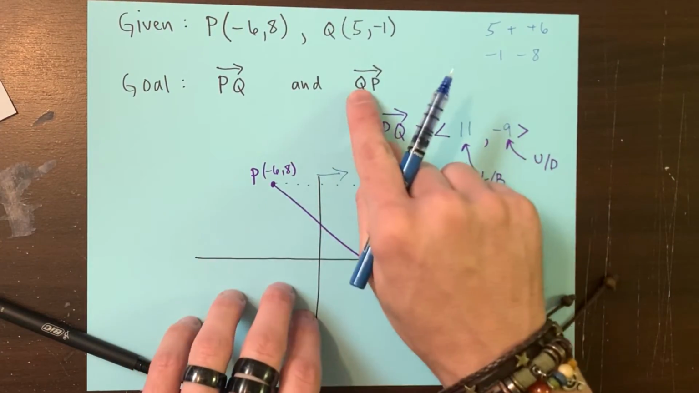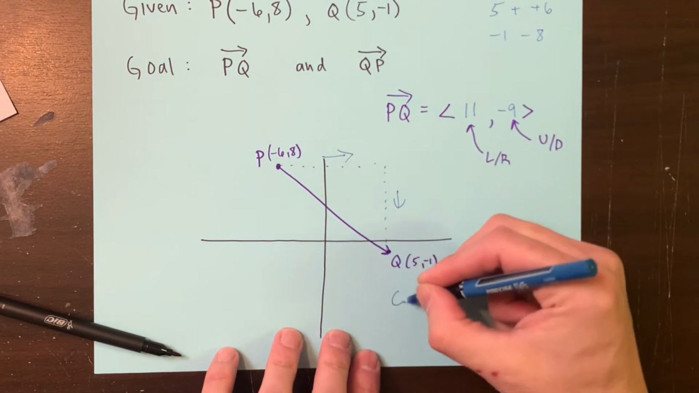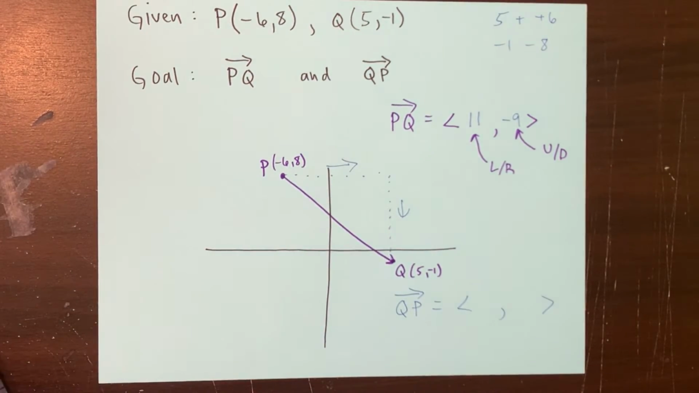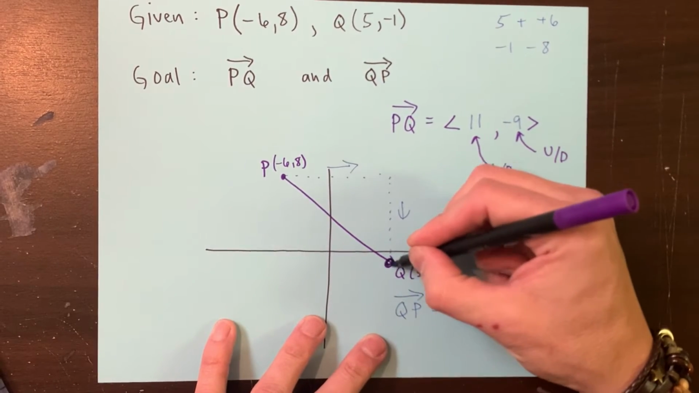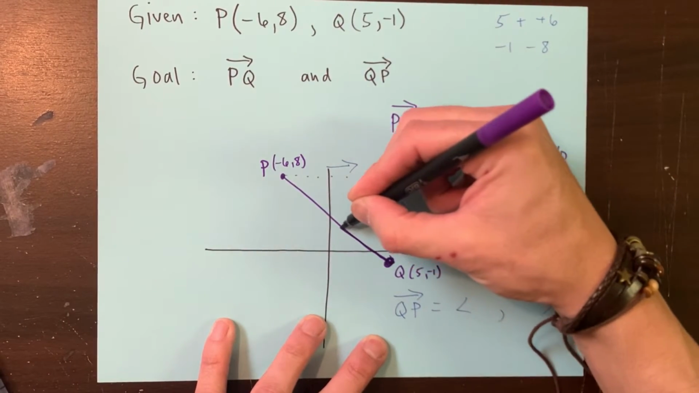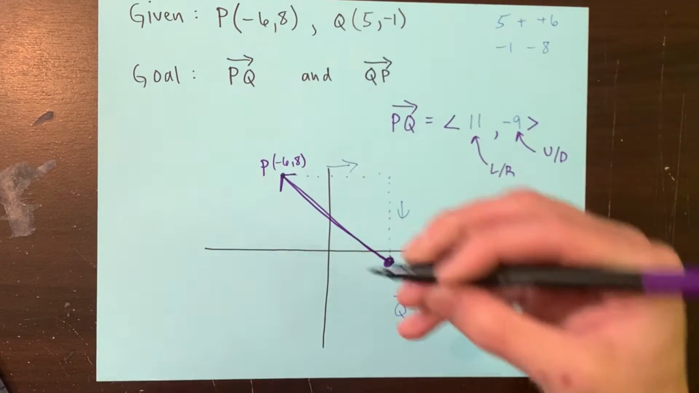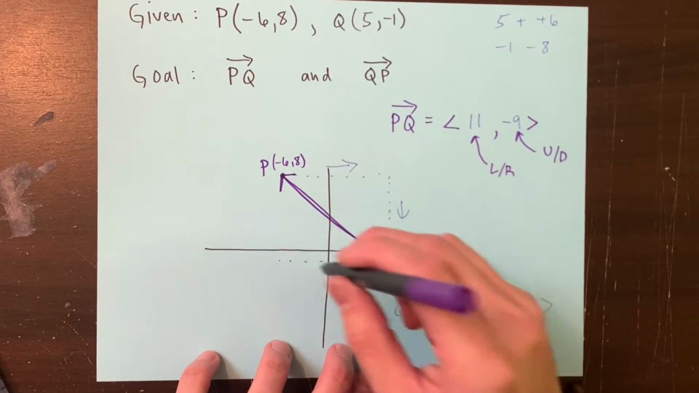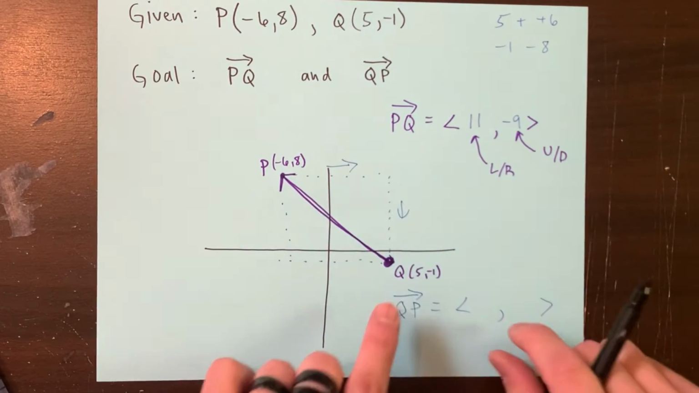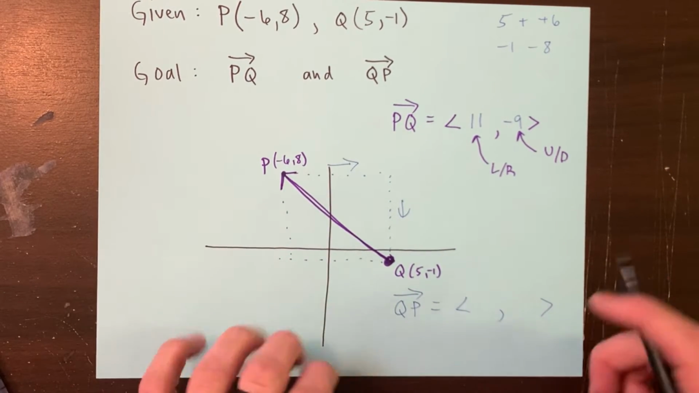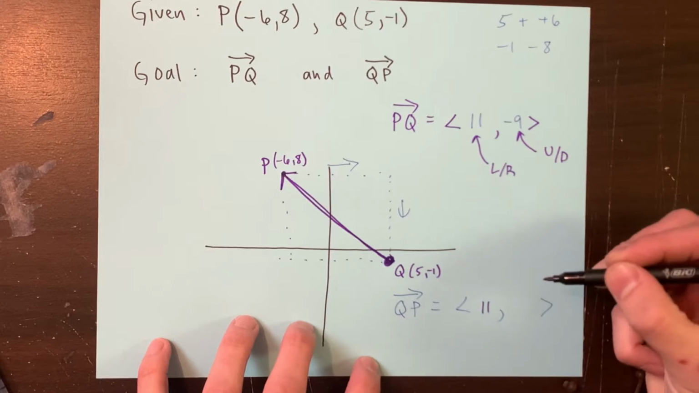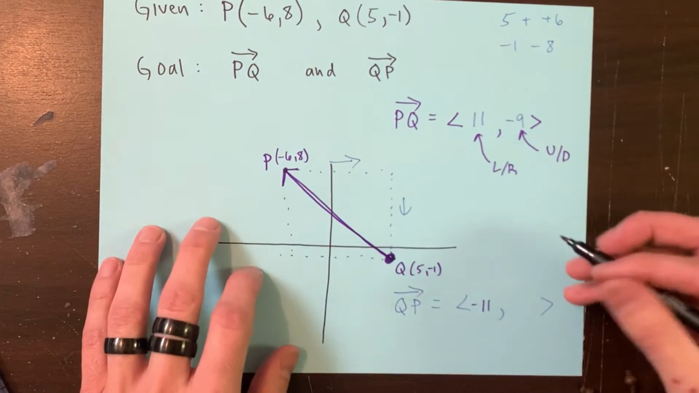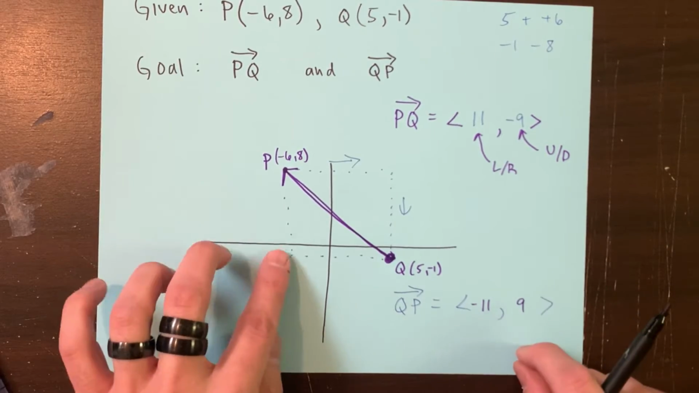And for example, let's try QP before we go on to the main problems. Let me try it down here. QP, so this time you want to begin here and go all the way up to P. So this time you're going to have to move left and then go up. So how much do you have to move left? Well, it's 11, but since you went left, it's going to be negative. And then you went up. So it's 9, and this time it's positive because you went up.